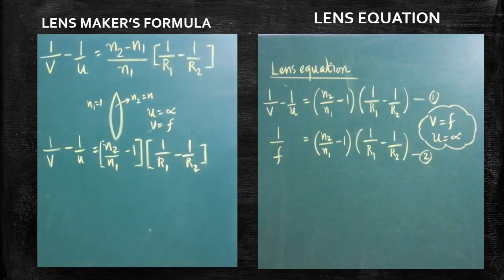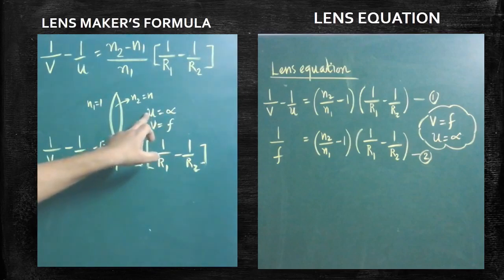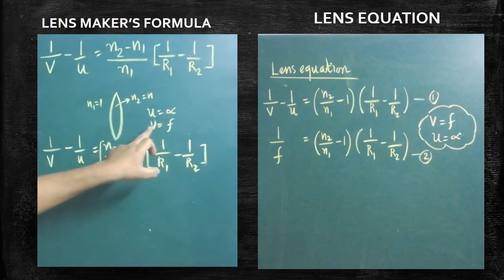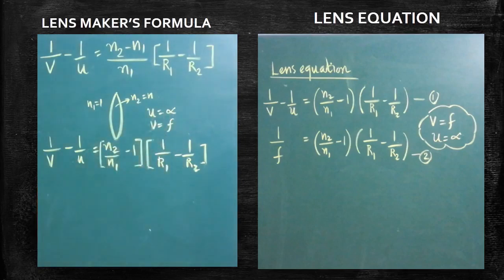Now we have to assume that the object is kept at infinity. When the object is kept at infinity, U will become infinity, and the light will be focused exactly at the principal focus. Therefore the image distance becomes F, V becomes F, that is focal length. So V can be replaced by F. 1 by F, 1 by infinity can be written, and then a few more assumptions can be made.